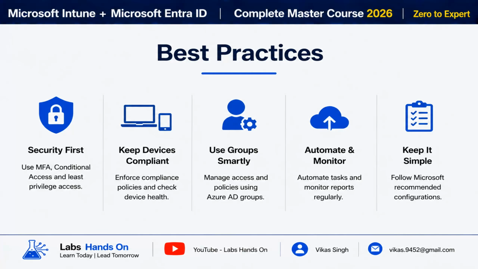And then you have automate and monitor. So take advantage of automation whenever possible for application deployment, device enrollment, updates, and policy assignment. At the first time, regular review is required. So whenever you are doing any deployment or any automation, at the same time you should always do a regular review of Intune reports, compliance dashboard, and security alerts, so you can quickly identify issues before they impact your environment or users.